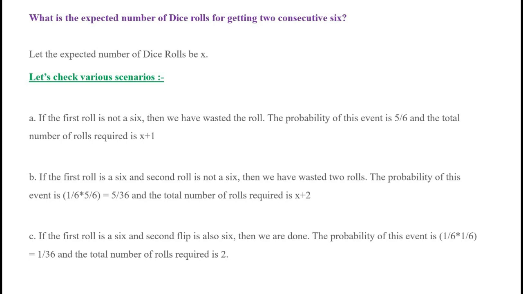Now let's say the third scenario, where you are very lucky and fortunate, because in your first roll you got a 6, and in your second roll you also got a 6. Then we are done. The probability of this event is 1 by 6 into 1 by 6, because getting a 6 in the first roll has probability 1 divided by 6, and similarly for the second roll. So that becomes 1 divided by 36, and the total number of rolls required is 2. These are the possible scenarios.